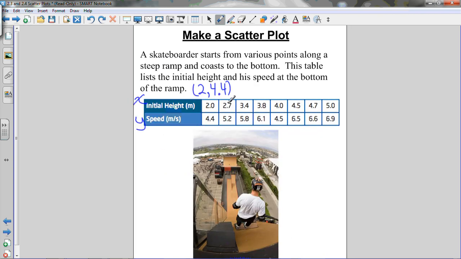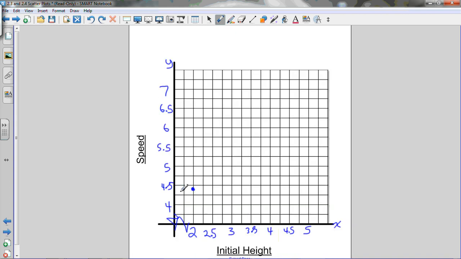Next, at initial height of 2.7, his speed is 5.2. So at our initial height of 2.7, his speed was 5.2. So 2.7 is about here. His speed was 5.2. So 5.2 about here.